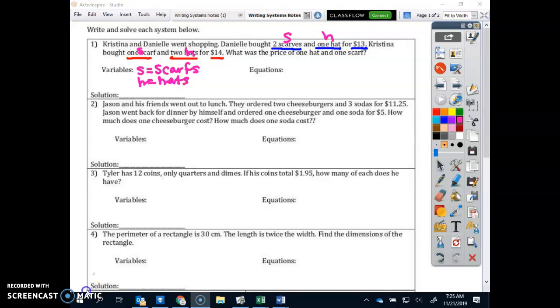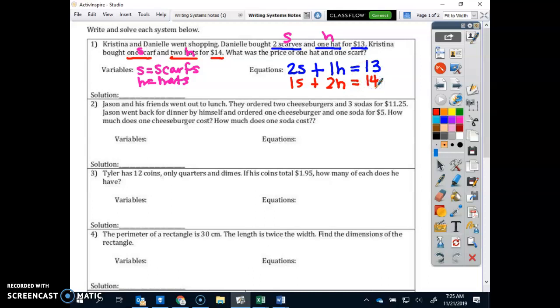Okay? So I can write my two equations. This one's going to be 2S plus 1H equals $13. Easy. Okay, the number with the letter plus the number with the letter equals the total. And then the other equation is going to be 1S plus 2H equals $14. So 1S plus 2H equals $14.